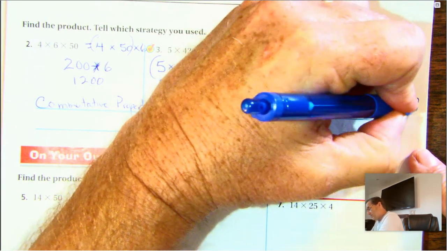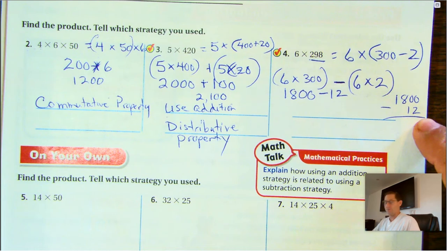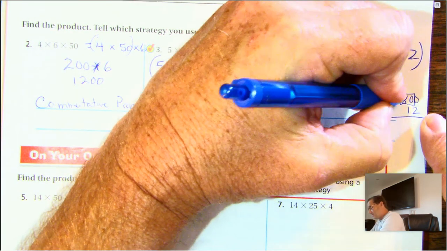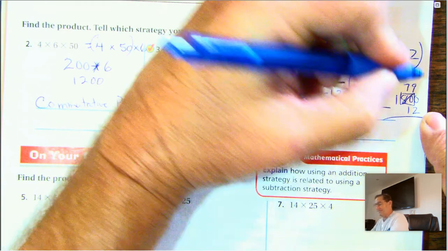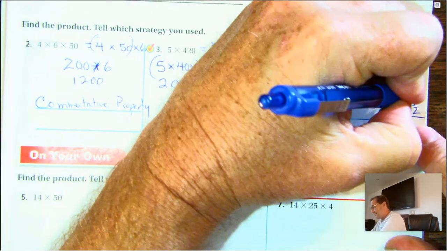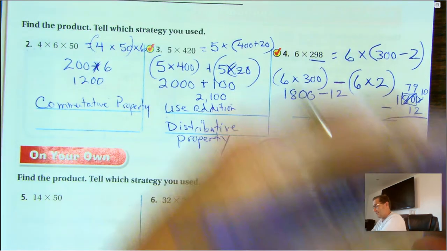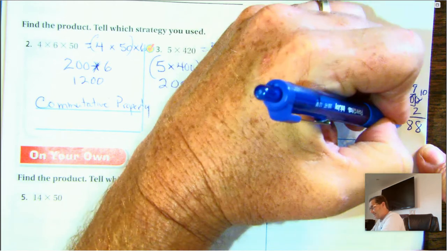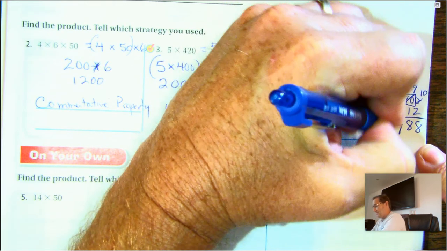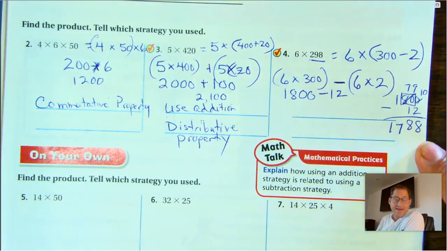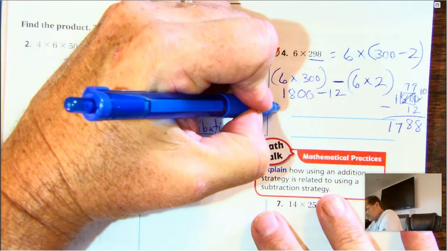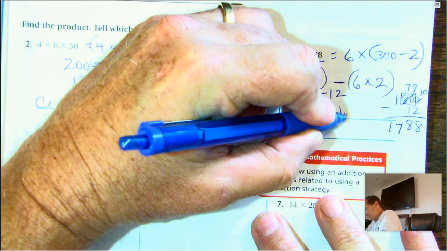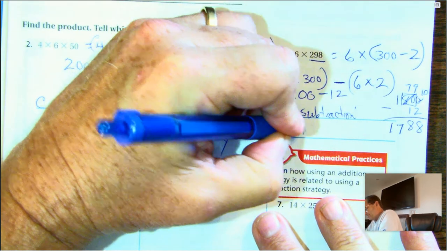Okay, 1800 take away 12. We know we can't take 2 from nothing, and we have nothing to borrow from. So let's go ahead and make that 79 and give 10 of those to the ones. 10 take away 2 is 8. 9 take away 1 is 8. 7 take away nothing is 7. So 1788. And so we could say use subtraction, distributive property.